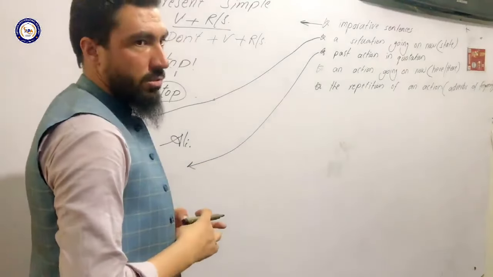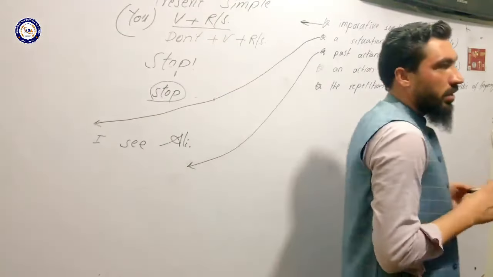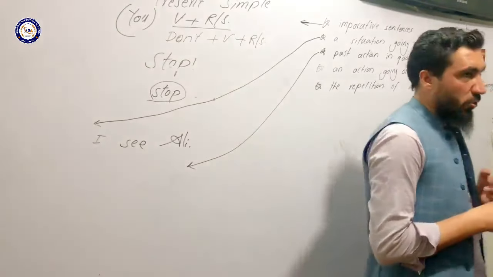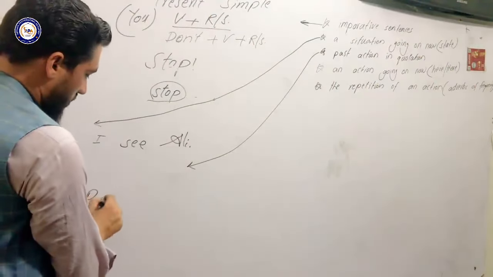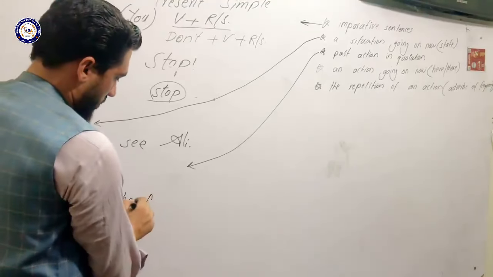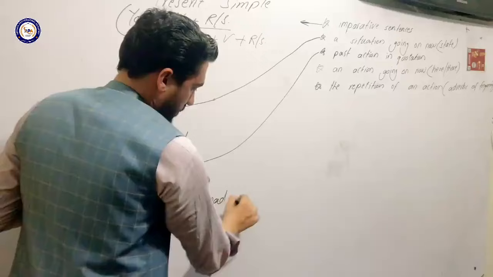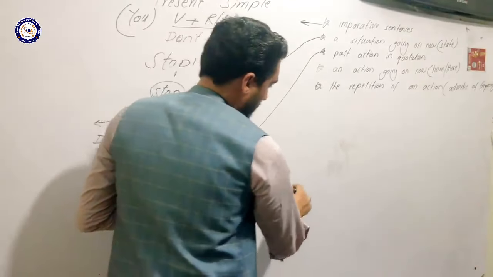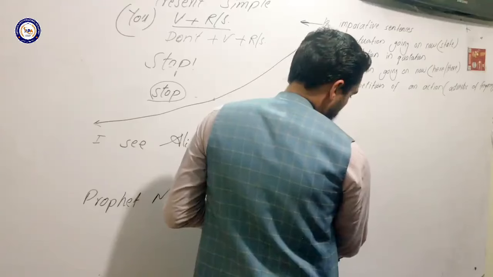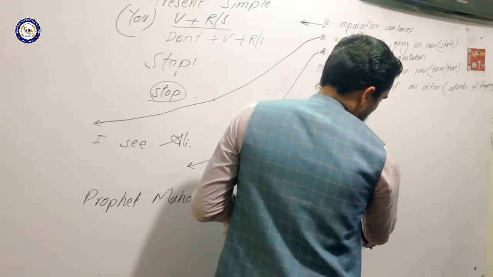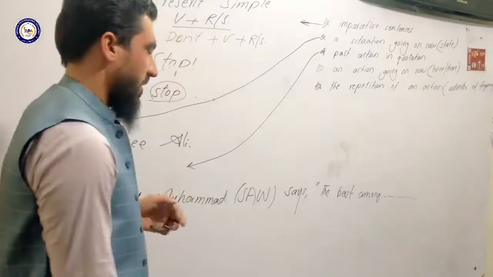Past action and quotation. We have two parts: reporting clause and reported clause. When we use this clause in a quotation, it gives past meaning, like Prophet Muhammad sallallahu alaihi wasallam says, the best among you is the one who learns Quran and teaches it, or something.